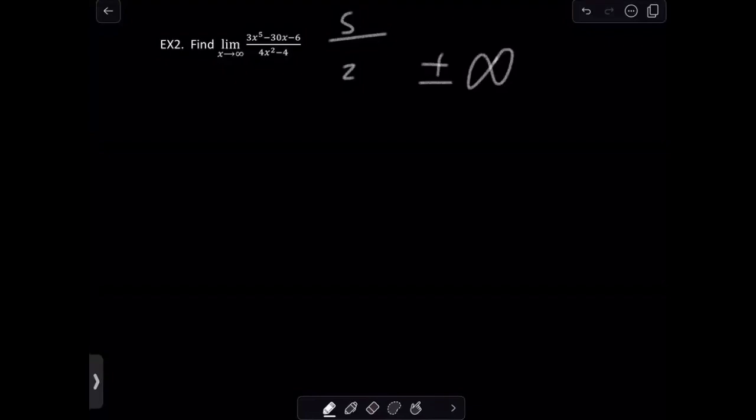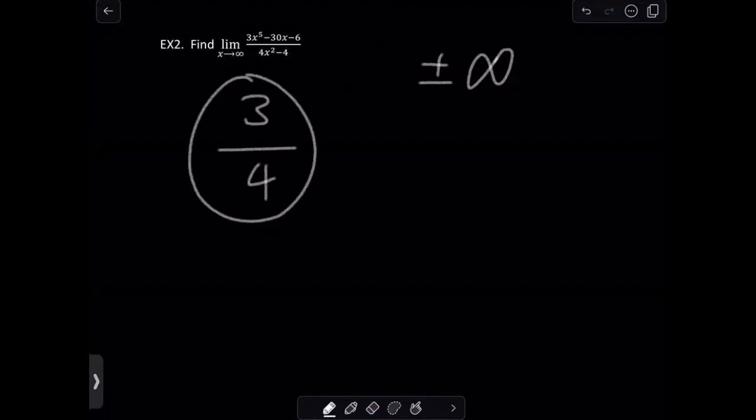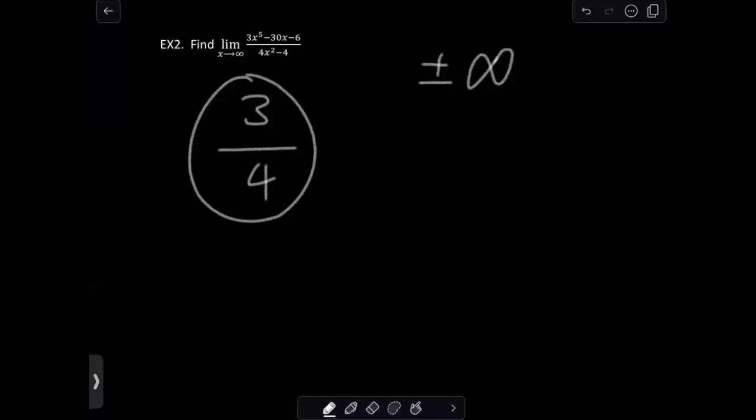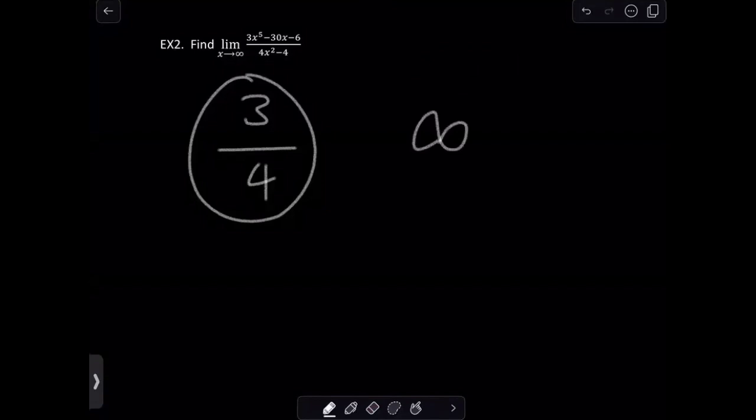How do we decide whether it's positive infinity or negative infinity? What we have to do is look at the leading coefficients. So let's look at the fraction. The leading coefficient in the numerator is going to be 3, and for the denominator, it is going to be 4. So this will give us a fraction of 3 over 4. 3 over 4 is a positive fraction, so we will choose positive infinity. So this answer is equal to positive infinity.